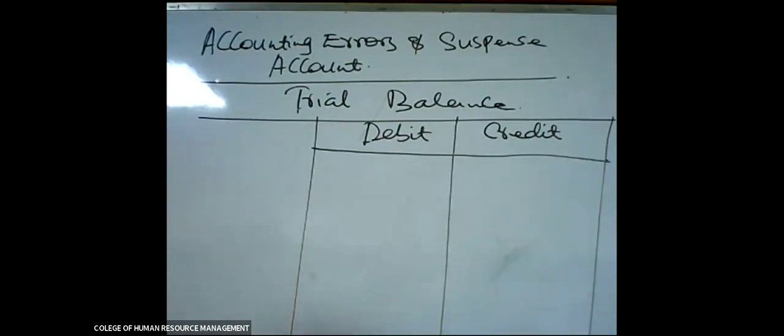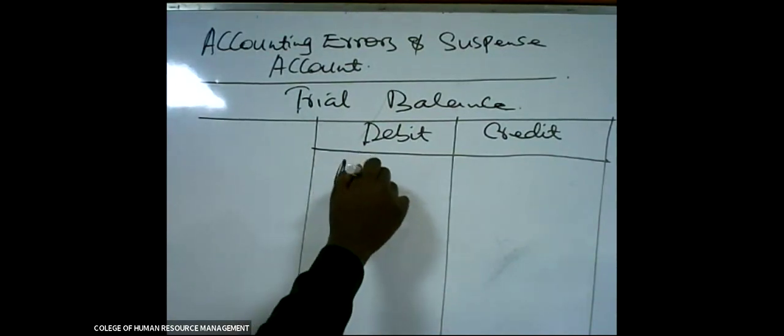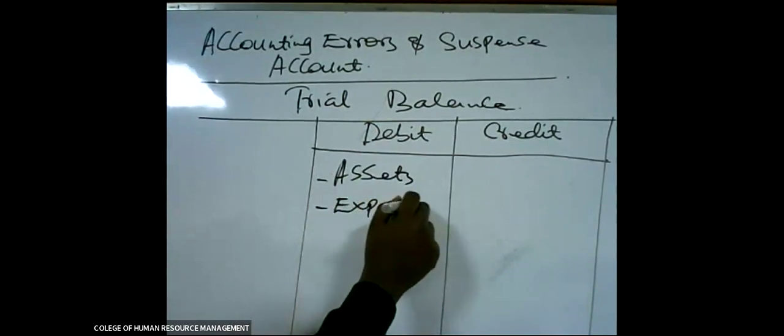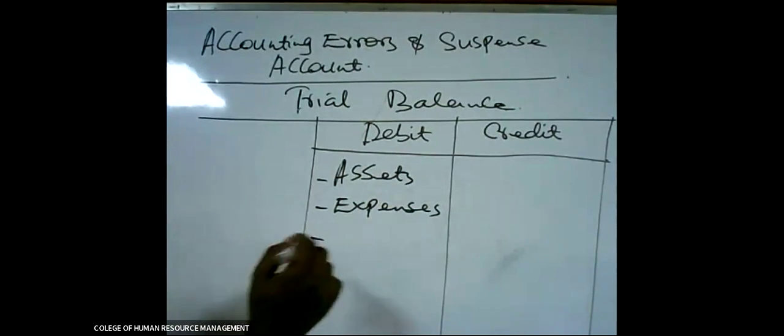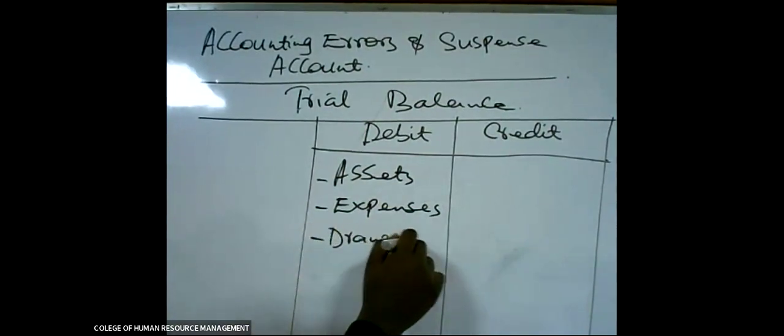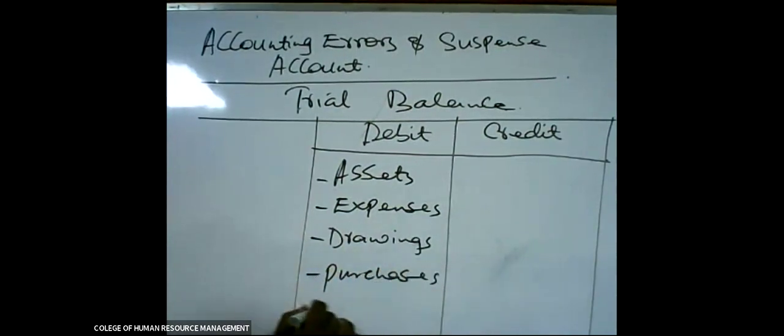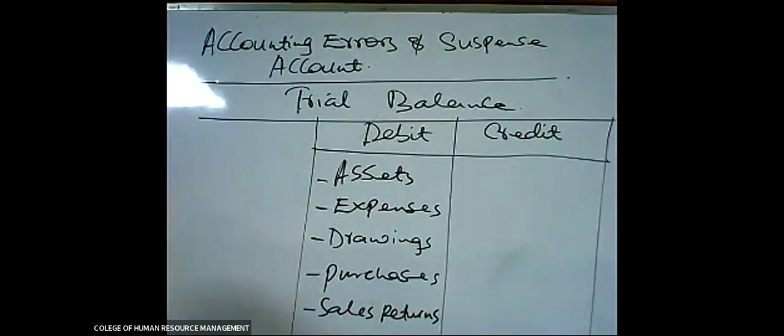On the debit, we normally have the assets, we normally have the expenses, we normally have the drawings, we normally have the purchases, we normally have the sales returns or return inwards. In the trial balance, they are going to appear on the debit balance, meaning that these items normally have debit balances. And when they increase, we normally debit them.